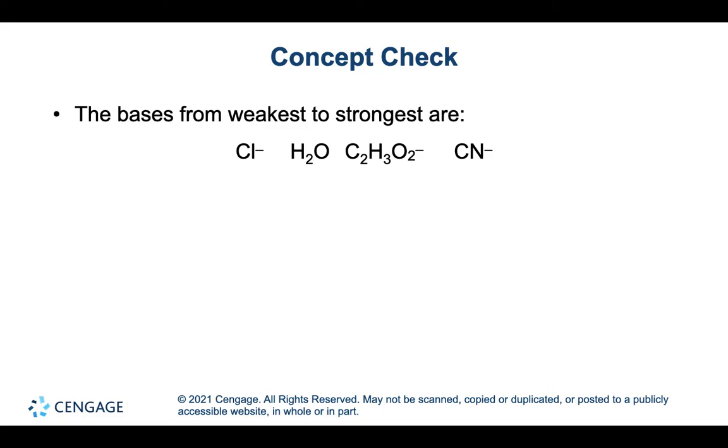H2O is in the middle. And then we have our two conjugate bases of weak acids, but the stronger the acid, the weaker the base, so it would be acetate first, then cyanide last.